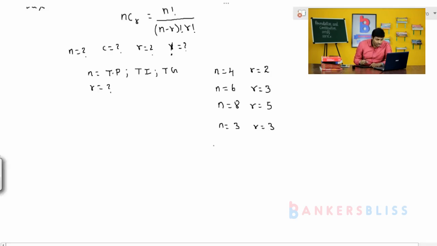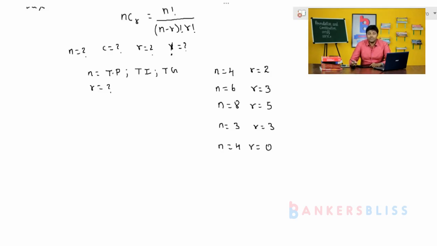Next, among 4 members, I have to select 0. Can this happen? Yes, definitely, in reality it can happen. There are 4 people and I don't want to select anyone. I am selecting 0, which means I am rejecting everybody. So in reality this can happen. Therefore, n is equal to 4 and r is equal to 0. Very simple, but this is very important. r is equal to 0.